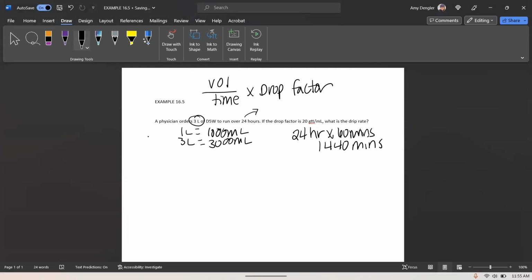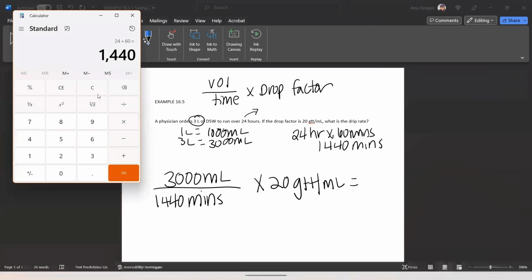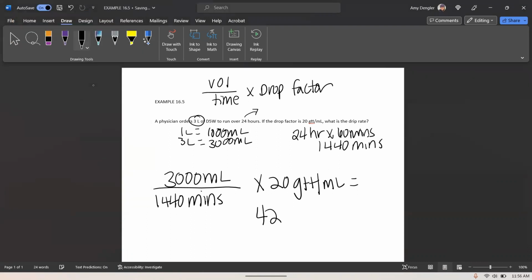All right, so now we have all our information. We can do our problem. So we have 3,000 milliliters over 1,440 minutes times 20 drops per ml. So 3,000 divided by 1,440 times 20 gives us 41.6, which we would round up to 42 drops per minute.